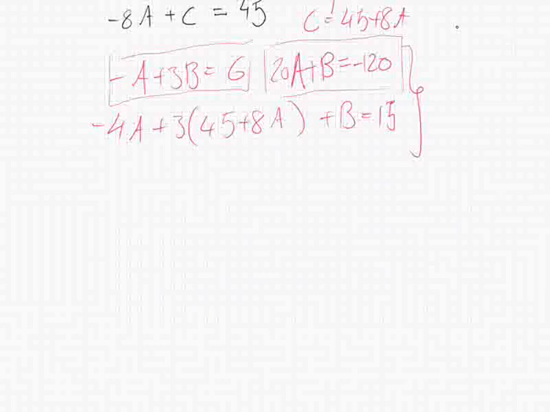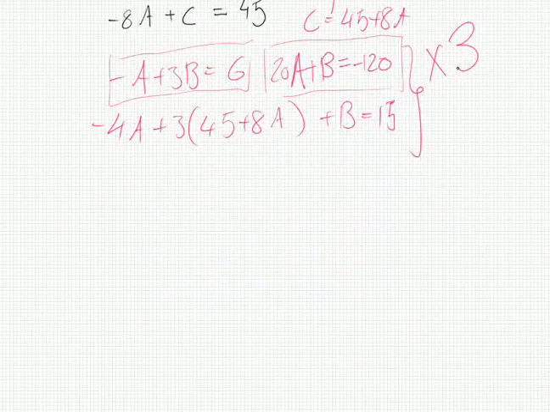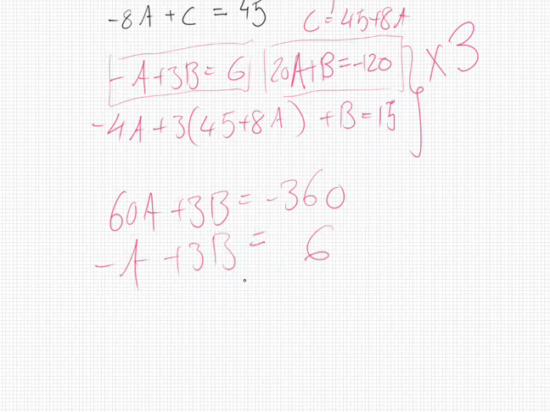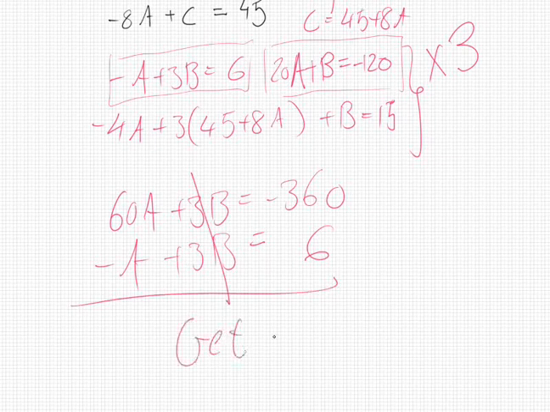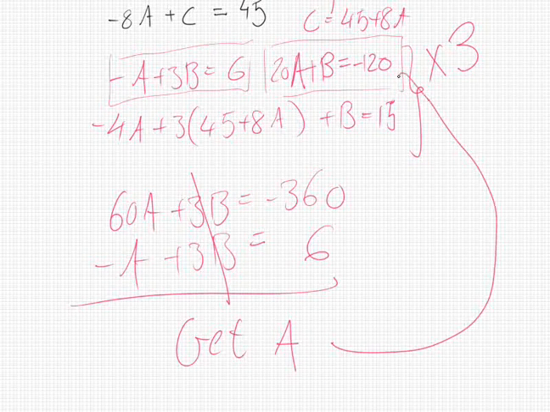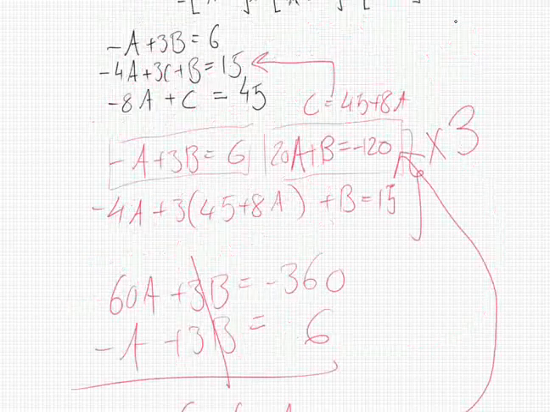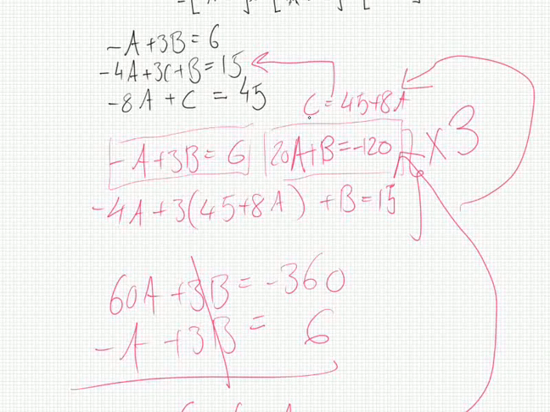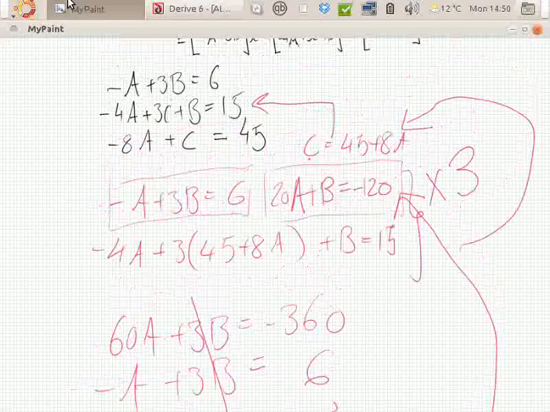Right, so what I do to finish is I multiply this one by 3. So I get 60a plus 3b equals minus 360. And here minus a plus 3b equals 6. Now what happens here? The b's go, yes? And I get a. After I get the a, what do I do? Put it back into here and I get the b. Once I have the a and the b, I can put it back into here, get the c. And then I'm finished, because that's what I'm looking for, the a, b and the c.